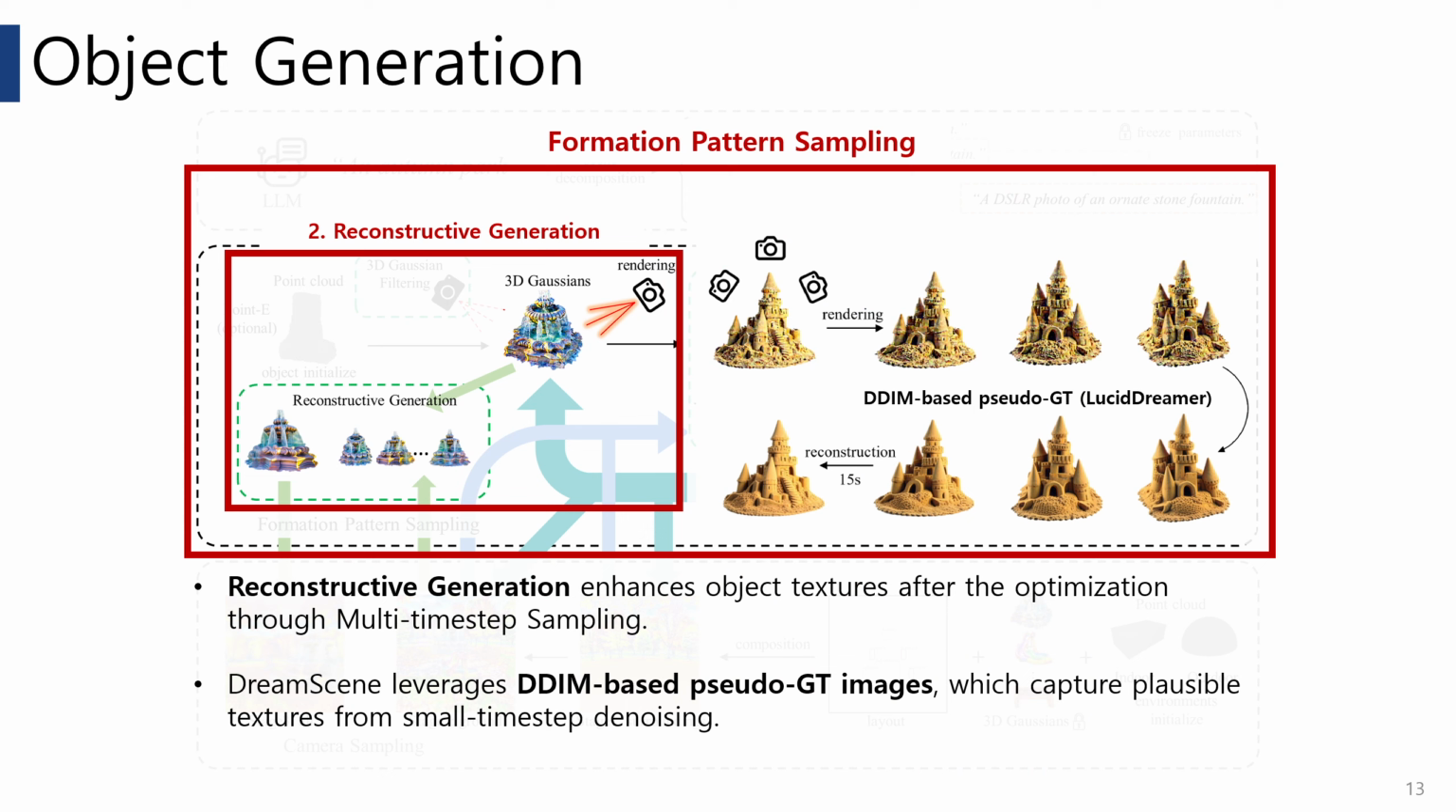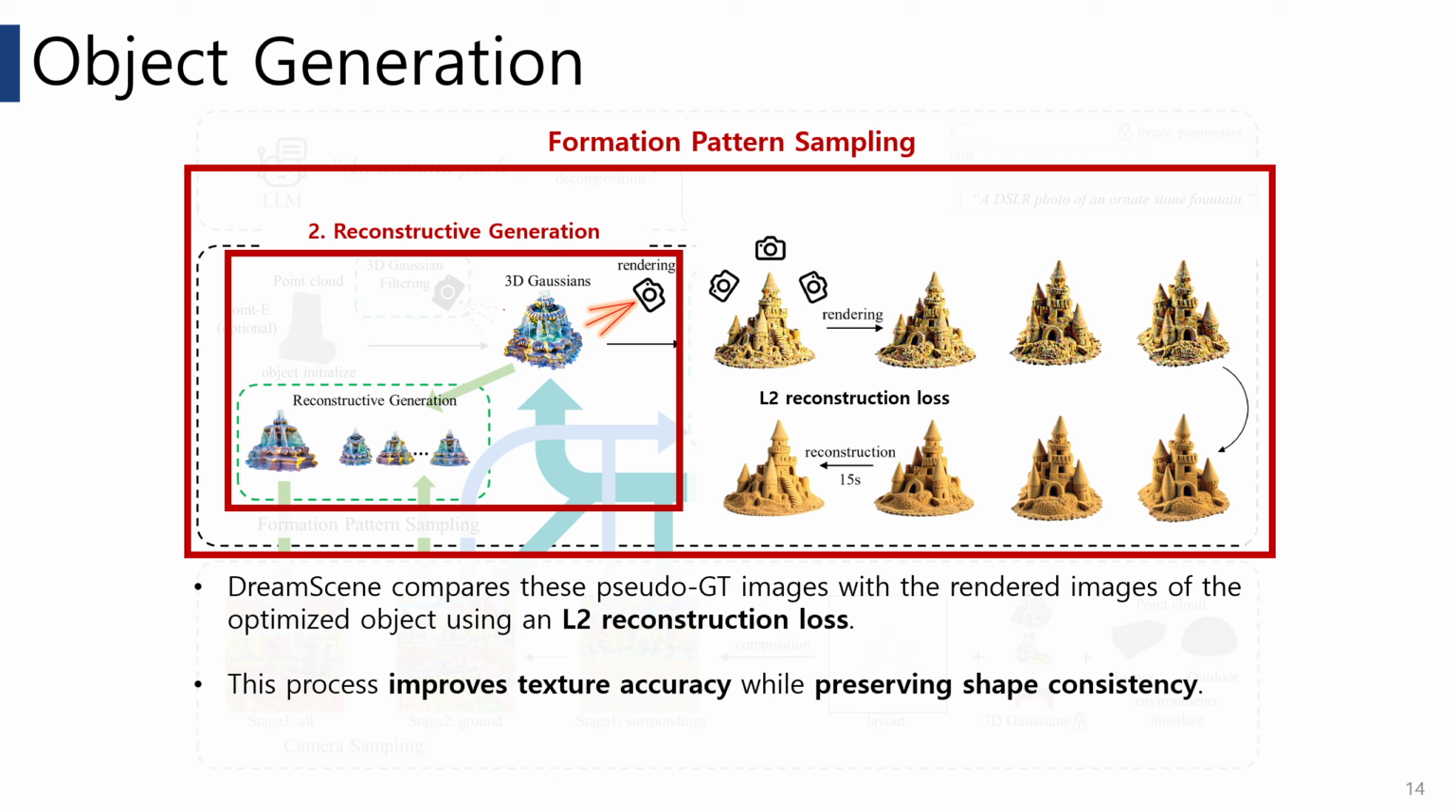Second, reconstructive generation enhances object textures after the optimization through multi-timestep sampling. To further refine details, DreamScene leverages DDIM-based pseudo-GT images derived from the Lucid Dreamer model, which capture plausible textures from small timestep denoising. By comparing these pseudo-GT images with the rendered images of the optimized object using an L2 reconstruction loss, DreamScene improves texture accuracy while preserving shape consistency.